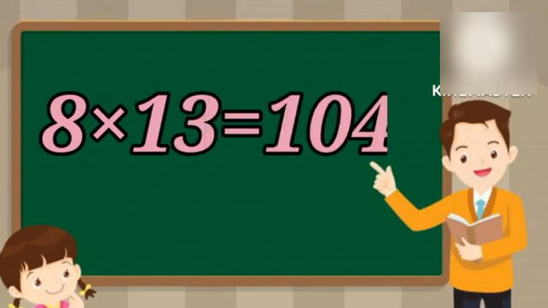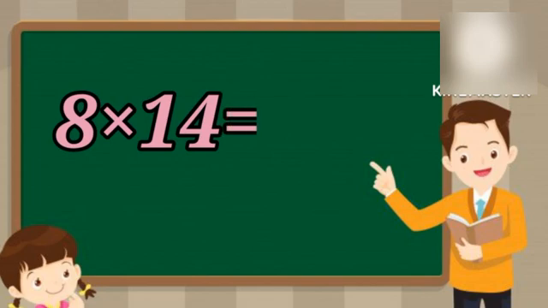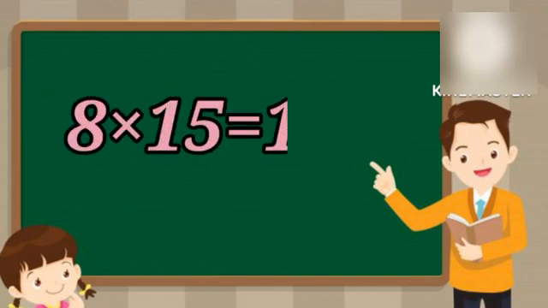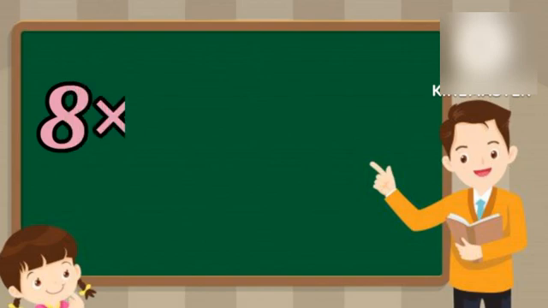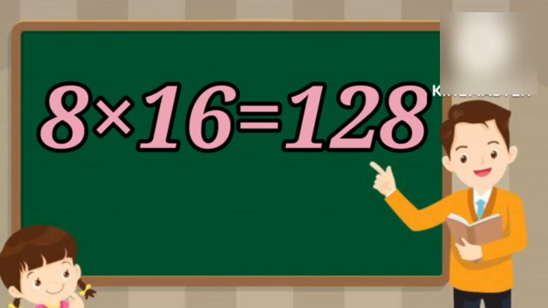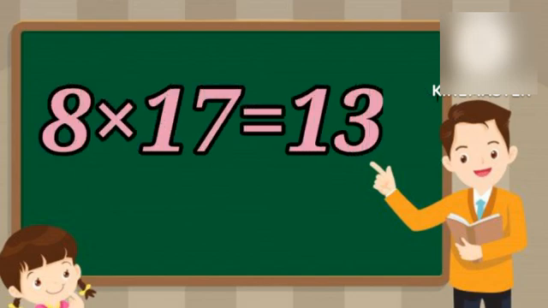8 thirteens are 104. 8 fourteens are 112. 8 fifteens are 120. 8 sixteens are 128. 8 seventeens are 136.